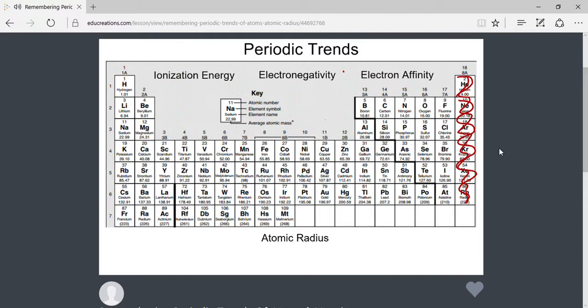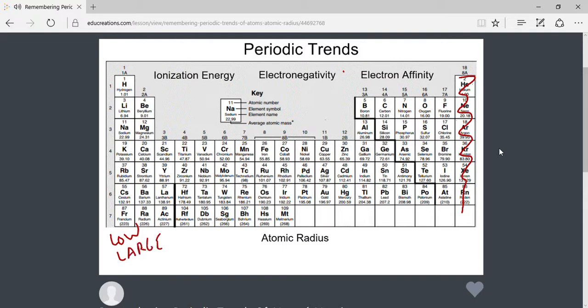To restate how to create the memory tool, simply ignore the noble gases. So we can think of the noble gases as not following these trends. Then think of the terms low and large, meaning low ionization energy, electronegativity, and electron affinity, and large relating to radius or size of atoms.